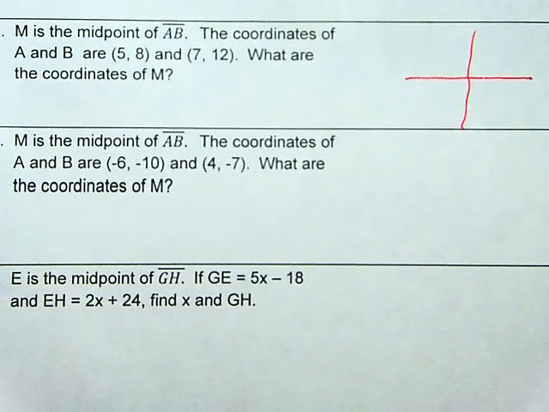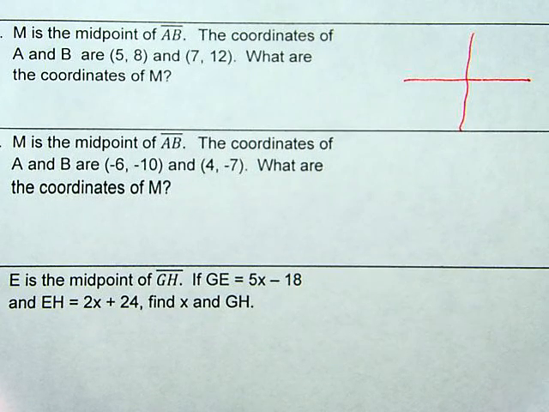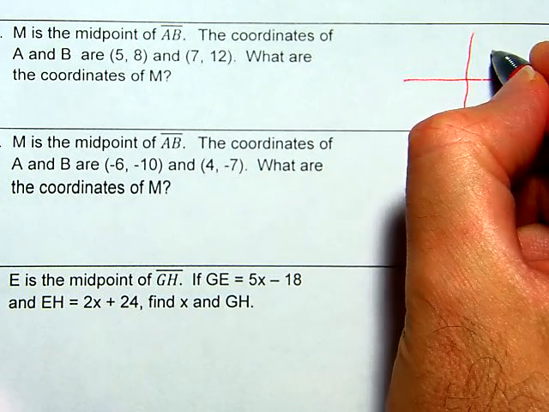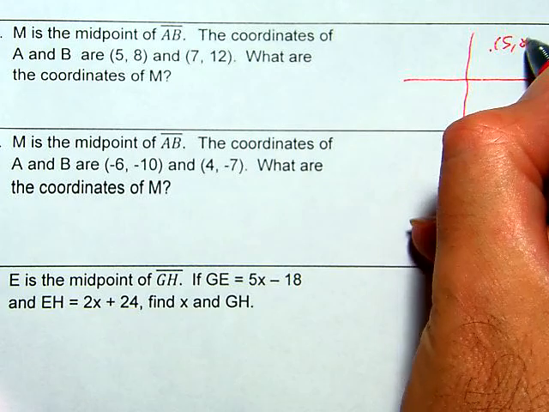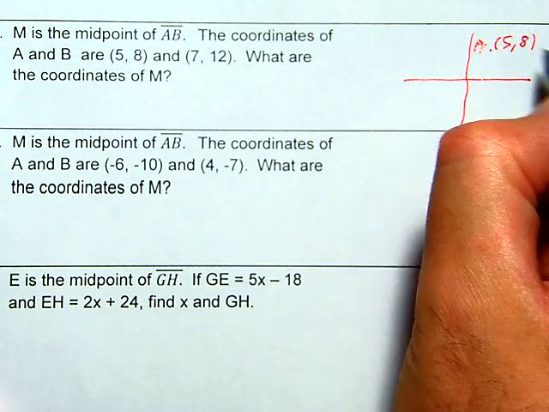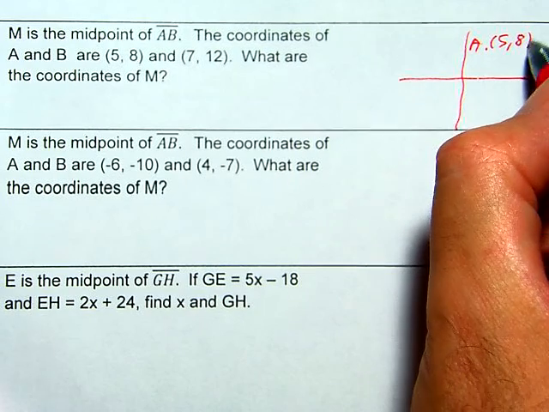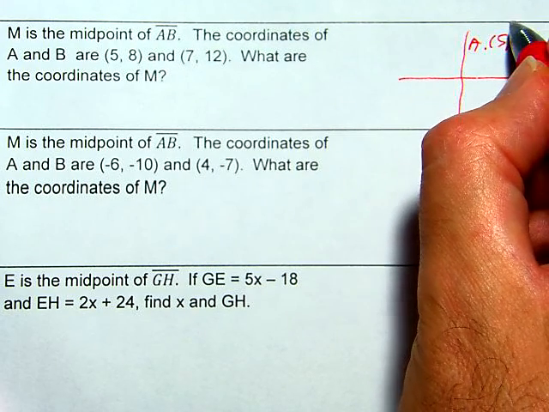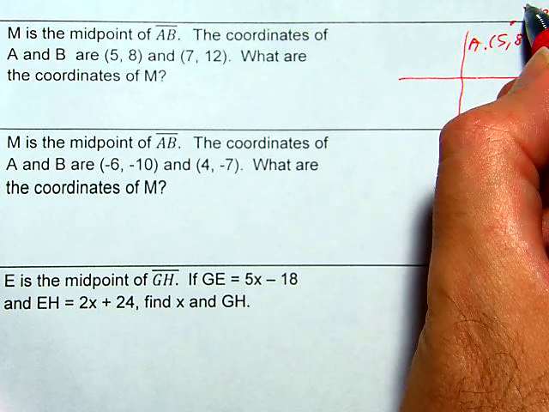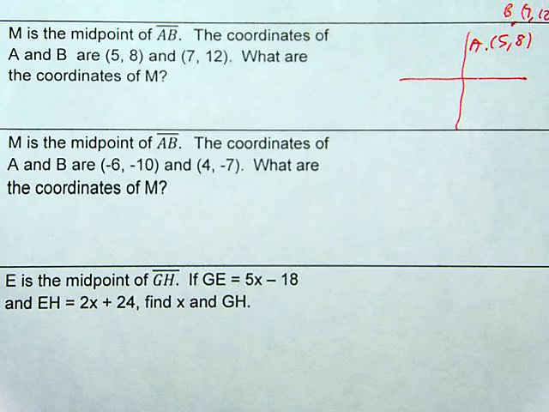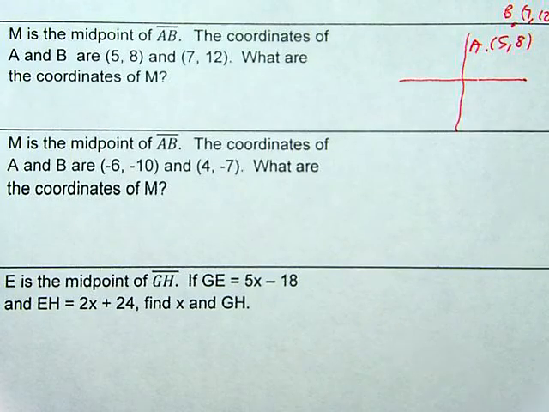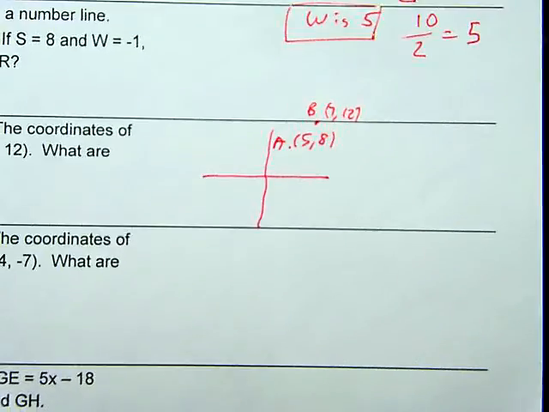So the coordinates of A and B are 5, 8, and 7, 12. So let's just approximate this. Let's say 5, 8 is there. This is A. And 7, 12 is going to be a little bit above this. Let's put it over there. 7, 12 is B. Okay, now let's zoom in on this. We have to figure out what are the coordinates of M.